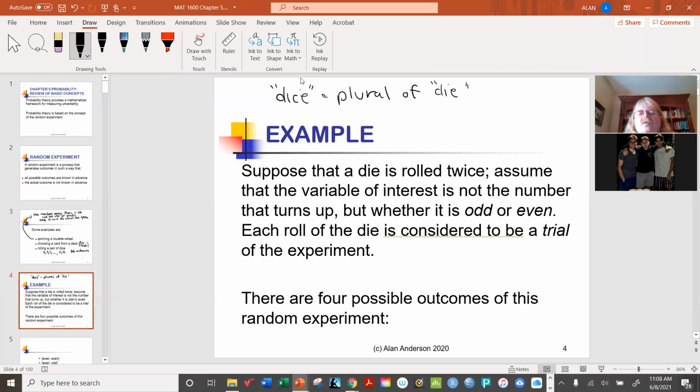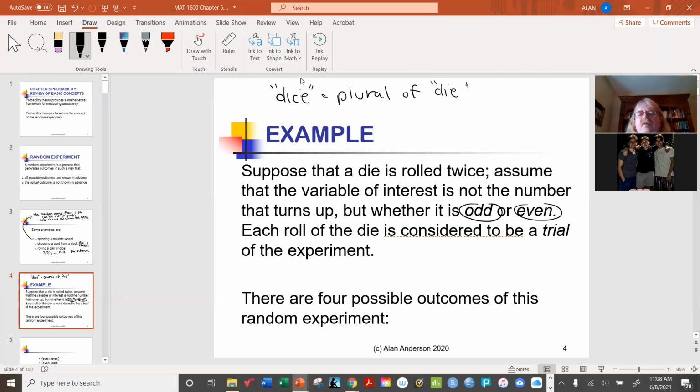So we have a die that's rolled twice. Each time it turns up either odd or even. Fine. Let's say we're playing some game where we win a prize based on the number of odds and evens that turn up. The numbers don't matter. What matters is evens and odds.